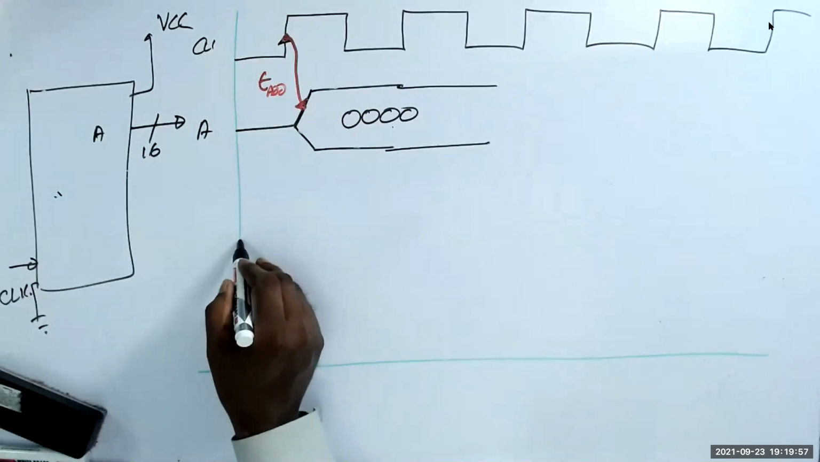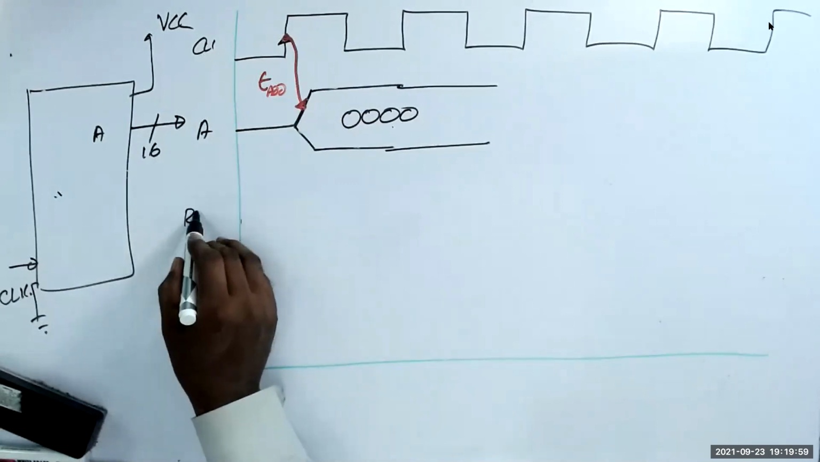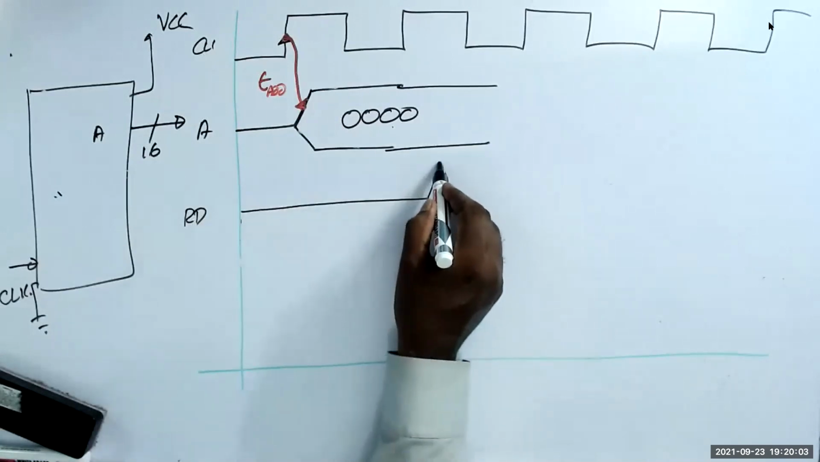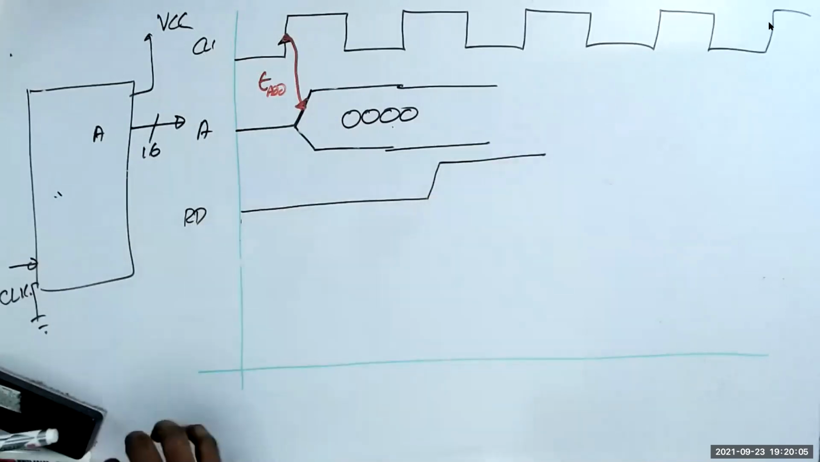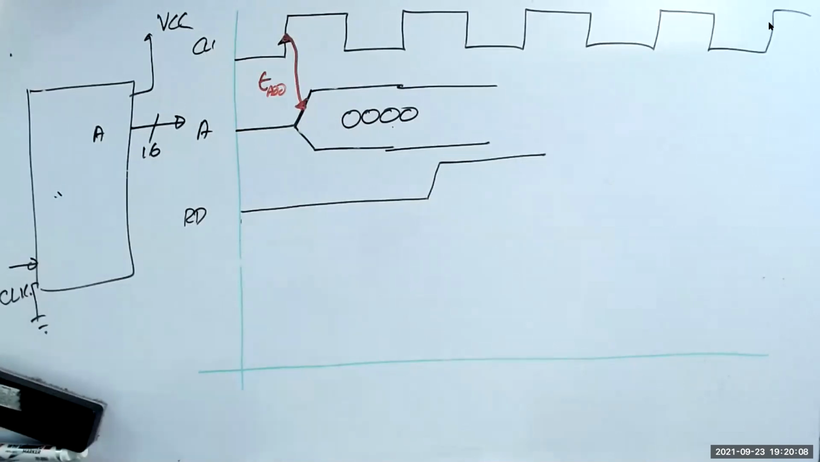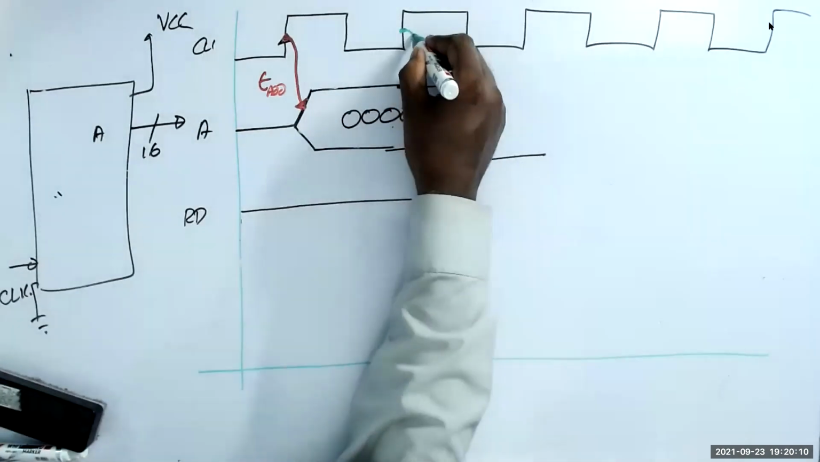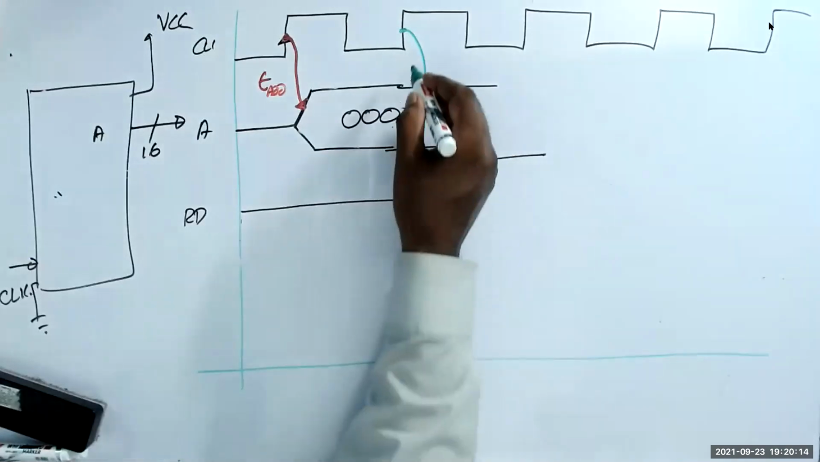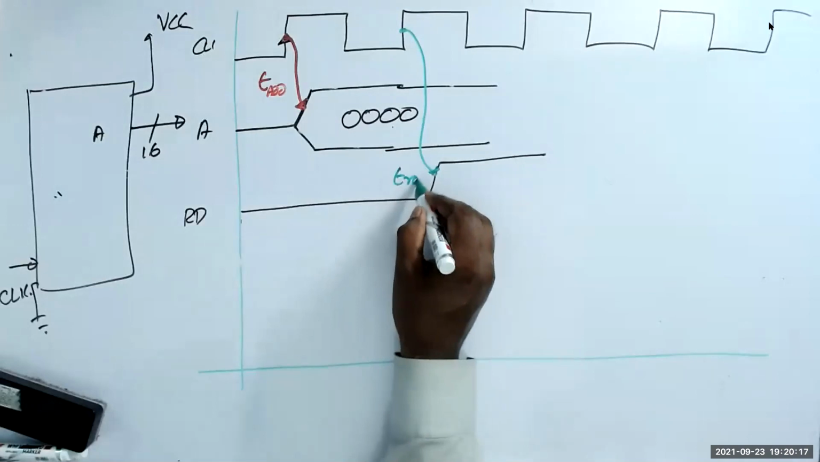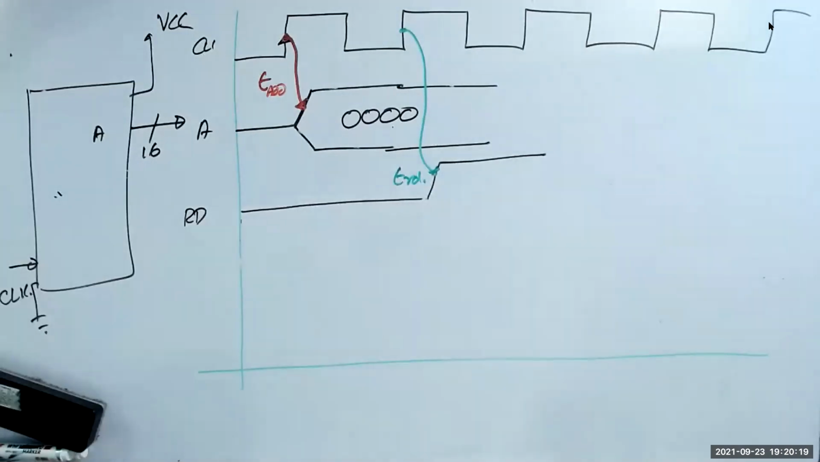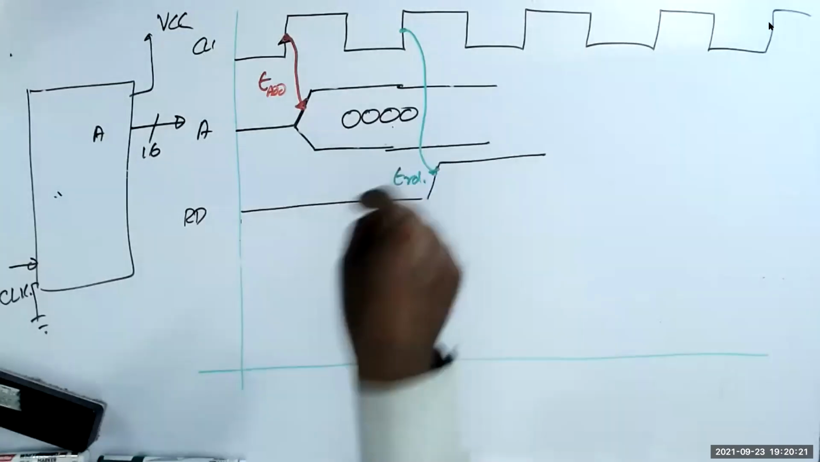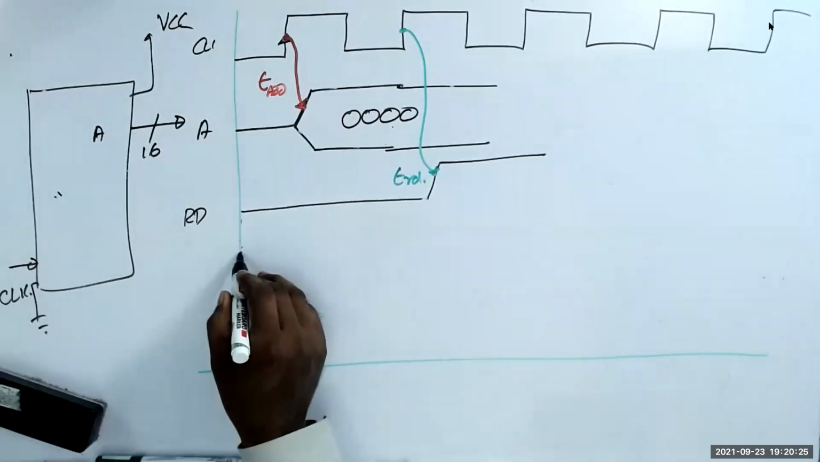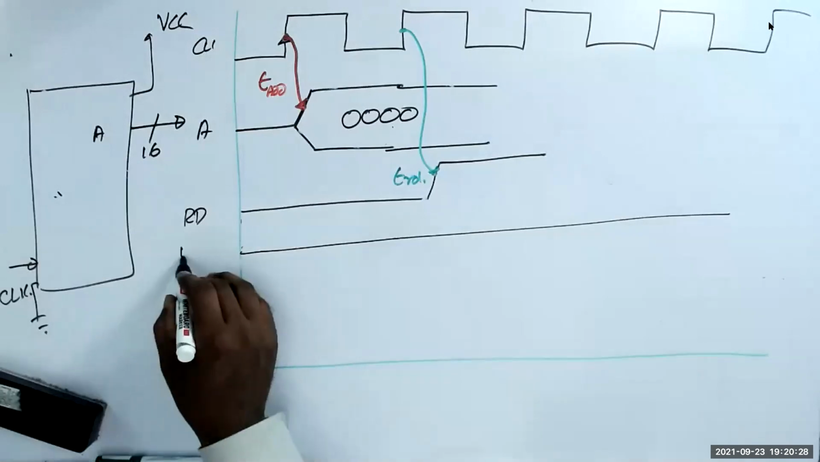Then I write here, read. It will go like this. And we draw like this, this middle. We call this T read, the time. Then write, it goes 0 because I'm not writing anything. Write is 0.